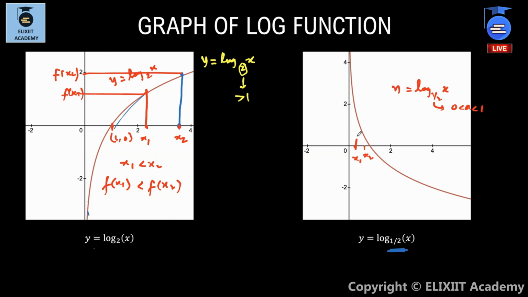Corresponding to x1, we have f of x1 here, and corresponding to x2, we have f of x2 here. Obviously, in this case, when x1 is less than x2, f of x1 is more than f of x2, because f of x1 lies above this particular point of f of x2. This is the f of x2 point and this is the f of x1 point.